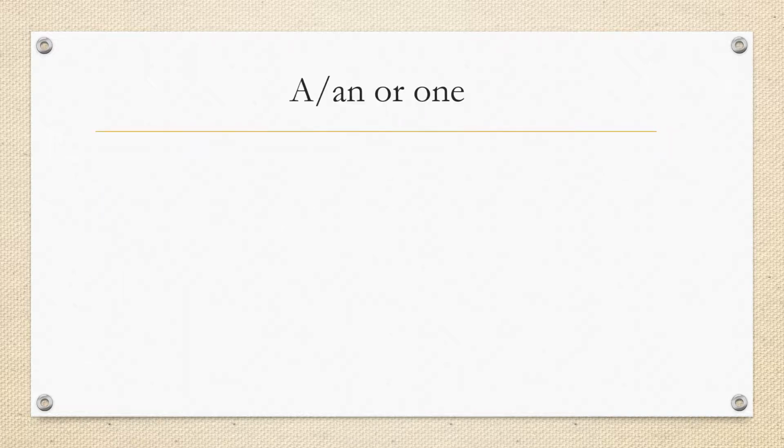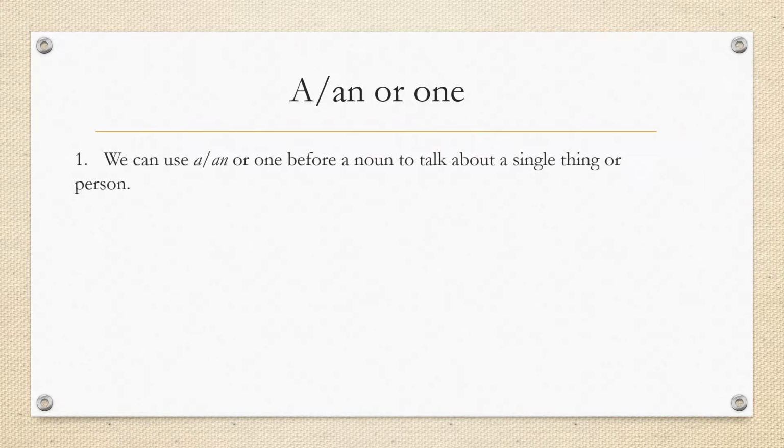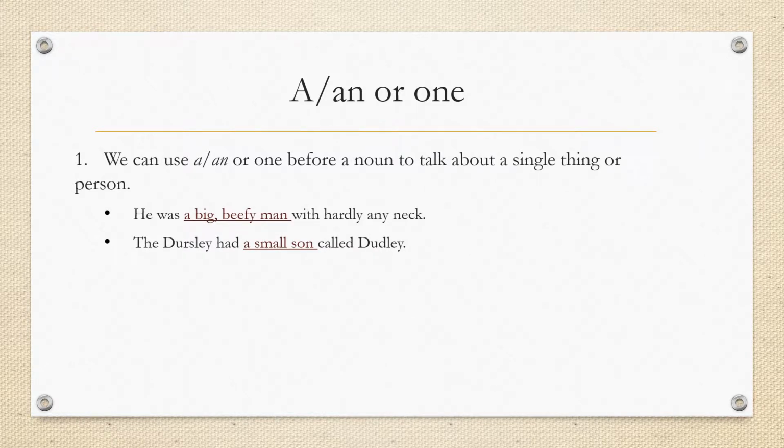A, an, or one. We can use a, an, or one before a noun to talk about a single thing or a person. He was a big beefy man with hardly any neck. The Dursleys had a small son called Dudley. Both of these examples took a article with them because a big beefy man and a small son are singular.